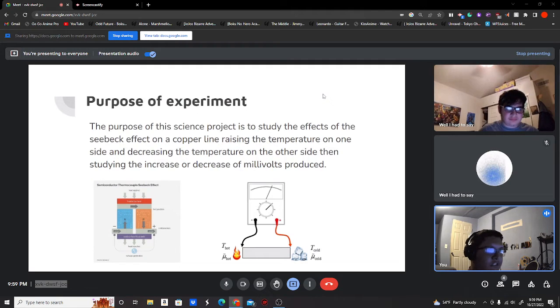So, the purpose of this experiment is to study the Seebeck effect, in which you heat up one end of a metal rod and cool off the other end of the rod, which produces a voltage, or millivolts, through the rod, which can be measured with a multimeter. This is the Seebeck effect, and it can be used to create voltage, create electricity. And we use this within our experiments.